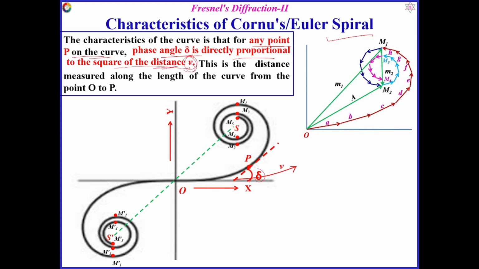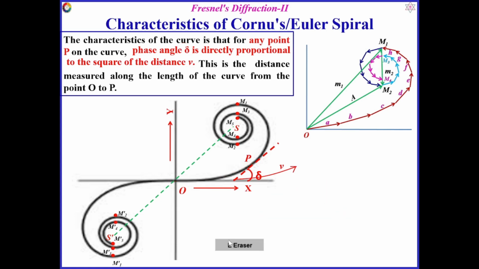I wrote distance as small v because many books use this symbol. You can write small s, no problem, but I suggest that for this case you write the distance as small v. So delta, the phase angle, is directly proportional to the square of this distance. This distance is measured along the length of the curve from O to P, and it is nothing but small v. Delta is directly proportional to v square.